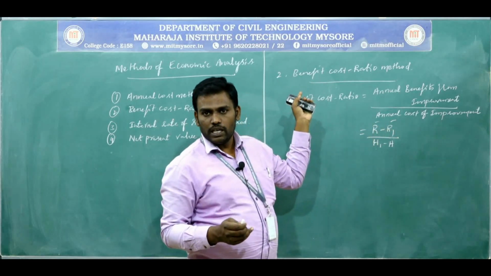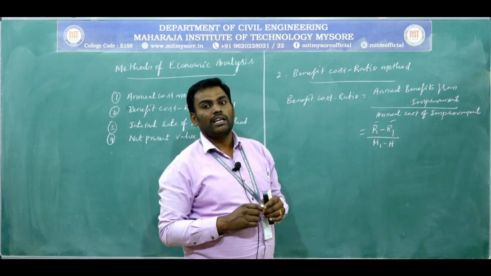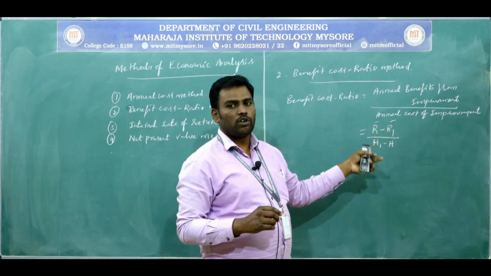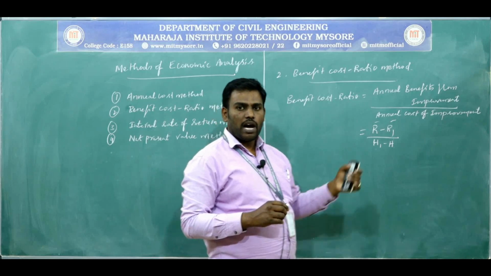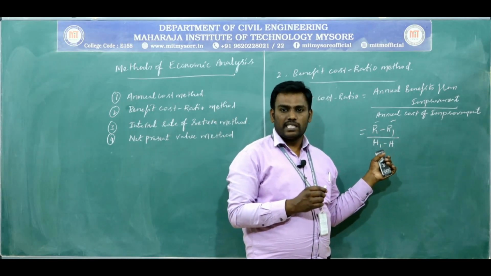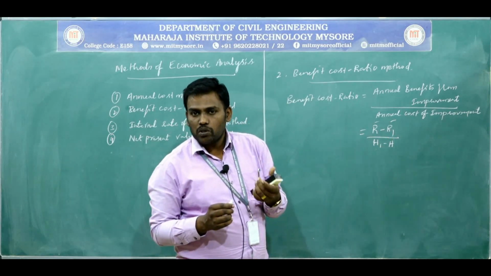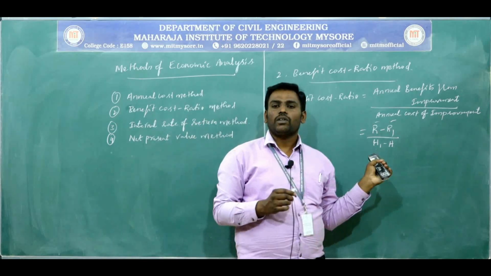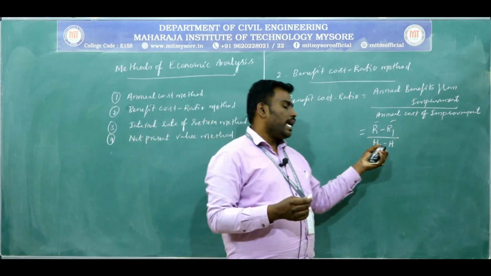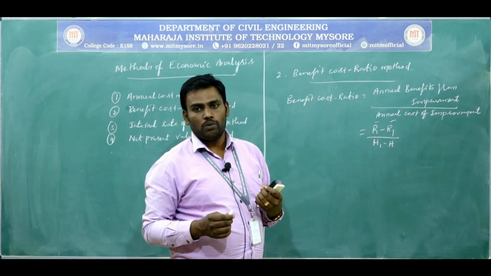Benefit cost ratio is the ratio of annual benefits from improvement and annual cost of improvement. It is (R minus R1) divided by (H1 minus H), where R is the total annual road user cost for the existing road, R1 is the total annual road user cost for the proposed highway improvement, H1 is the total annual cost for the proposed highway improvement, and H is the total annual cost for the existing road.